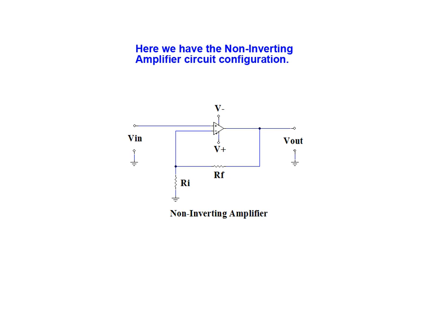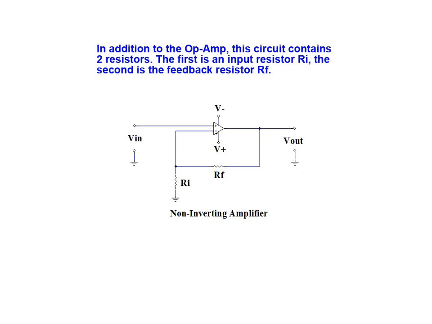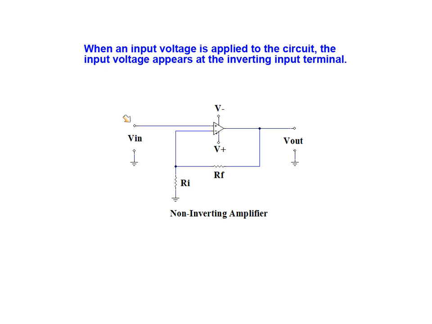Here we have the non-inverting amplifier circuit configuration. In addition to the op-amp, this circuit contains 2 resistors. The first is an input resistor Ri, and the second is a feedback resistor Rf. When an input voltage is applied to the non-inverting input, this input voltage also appears at the inverting input terminal.